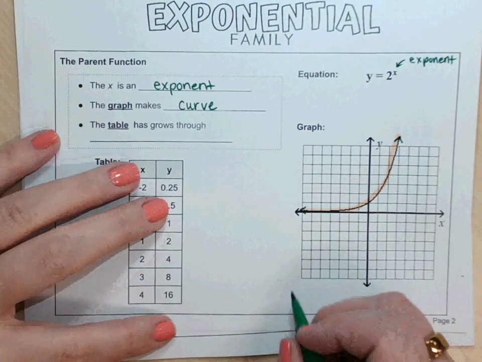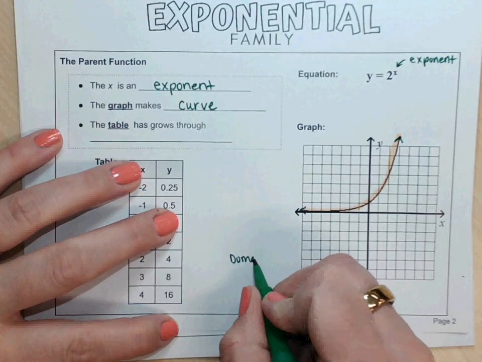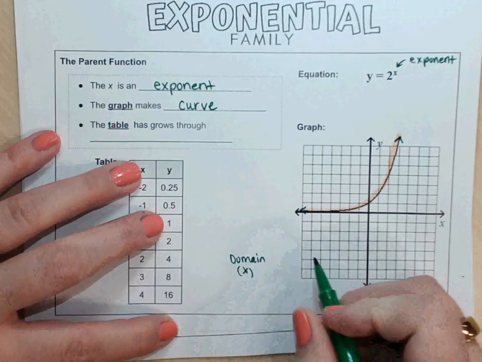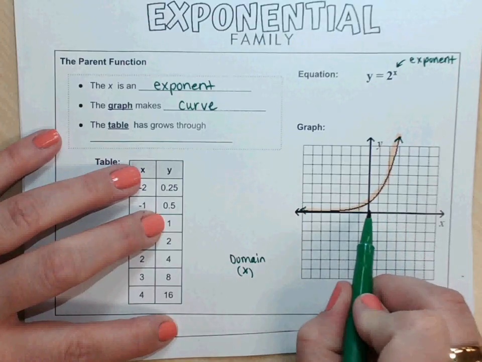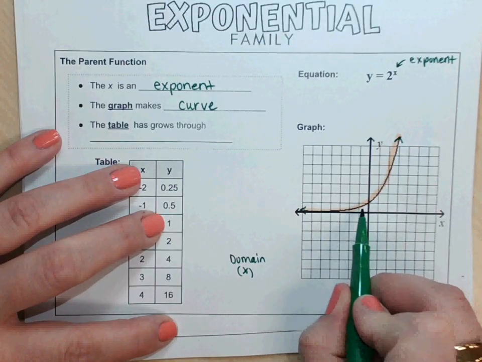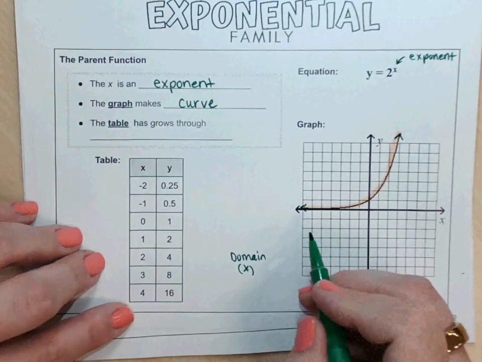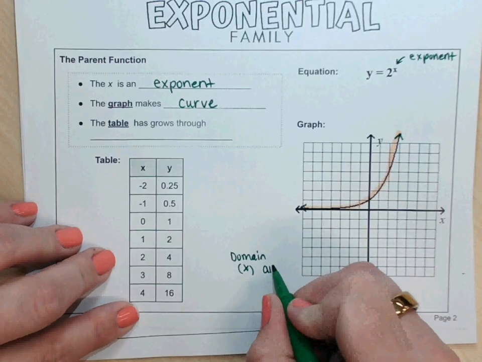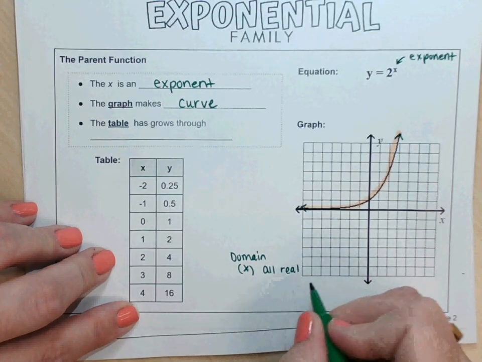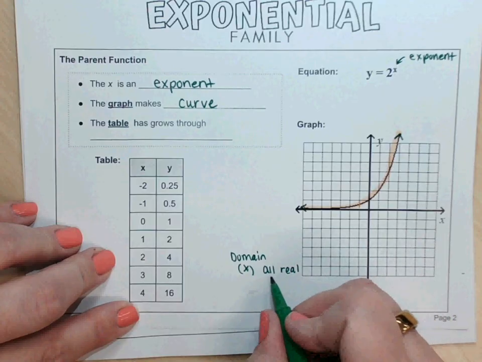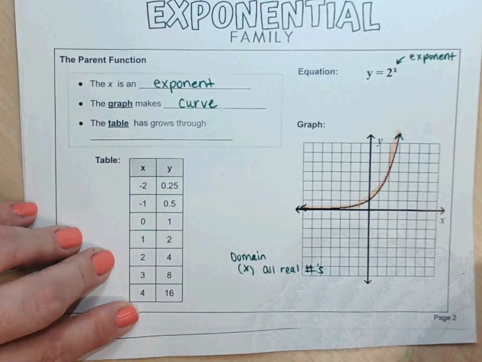And so let's talk about that. The domain, which is where the graph exists along the x-axis, it will eventually go all the way to the right and all the way to the left, which means that the domain would be all real numbers, or negative infinity to positive infinity, however you want to say it.